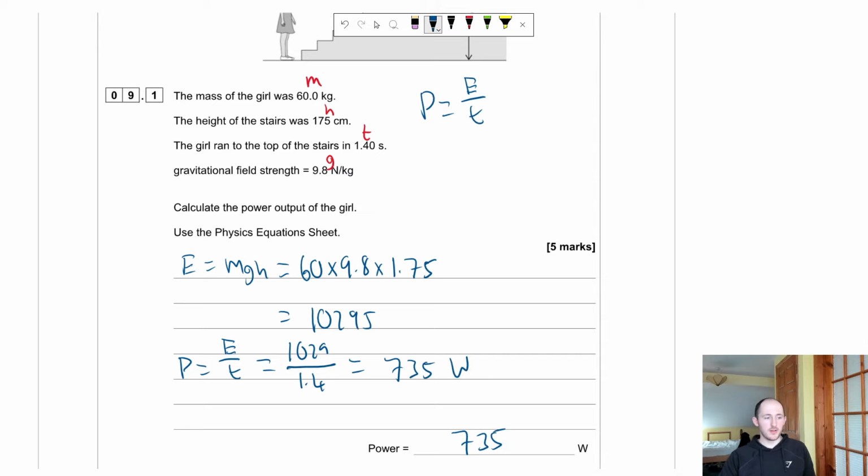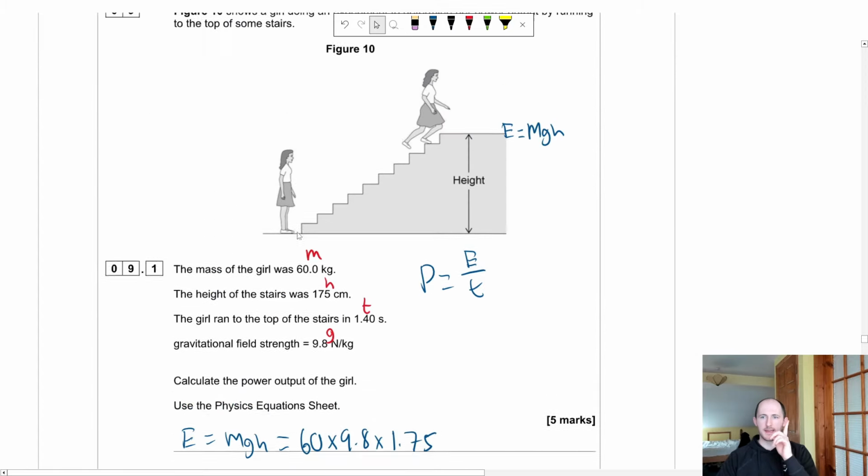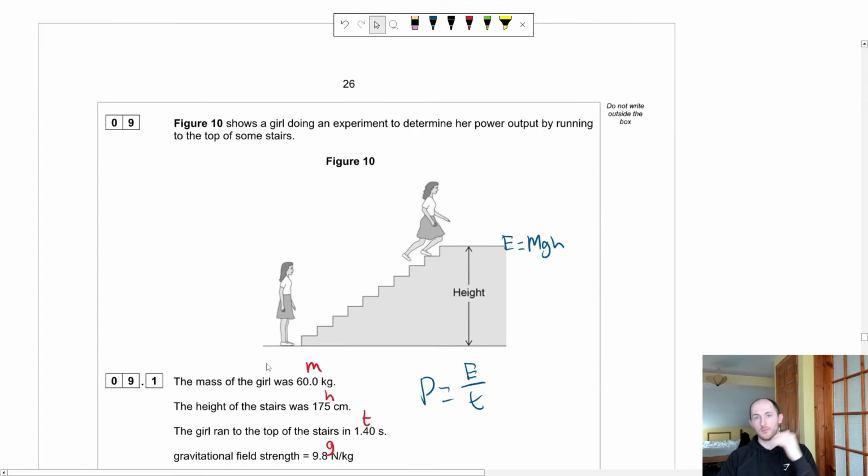5 marks, pretty good, but again it's because we had to do 2 separate calculations, that's why it's so much. Interesting. The total power output was actually greater than the answer here. But why? Well, think about it. I said if you increase your height somehow, you're going to increase your gravitational potential energy. But that's not the only form of energy she's using.